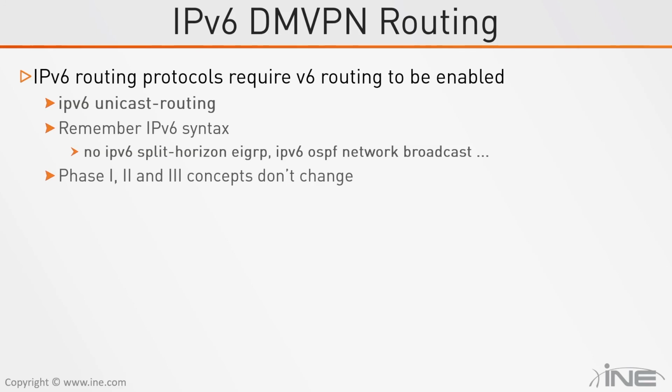There are going to be no changes from the DMVPN behavior: phase 1, phase 2, phase 3 behavior. This is going to be exactly the same as what we saw for IP version 4.